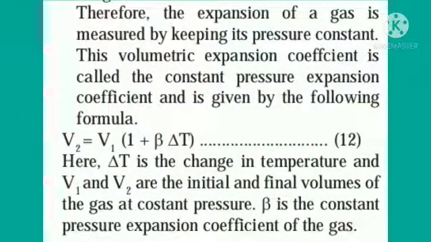Therefore, the expansion of a gas is measured by keeping its pressure constant, and this volumetric expansion coefficient is called the constant pressure expansion coefficient and is given by the formula V2 is equal to V1 into (1 plus beta delta T). Here delta T is the change in temperature, and V1 and V2 are the initial and final volumes of the gas at constant pressure. Beta is the constant pressure expansion coefficient of the gas.